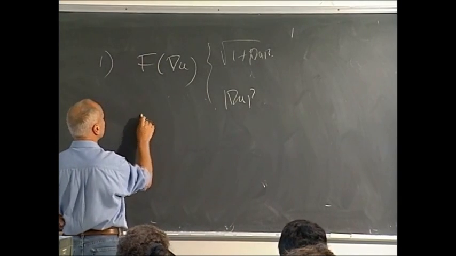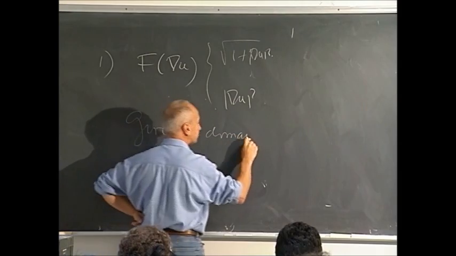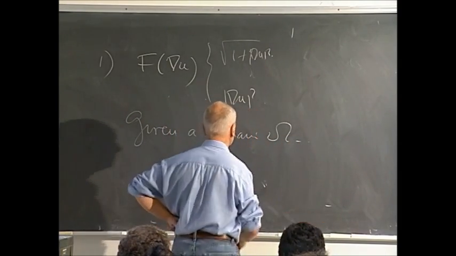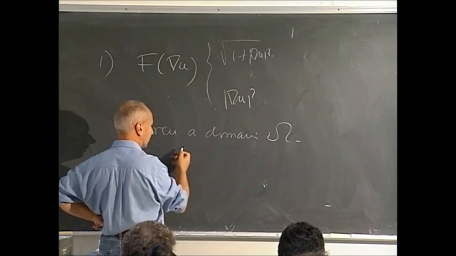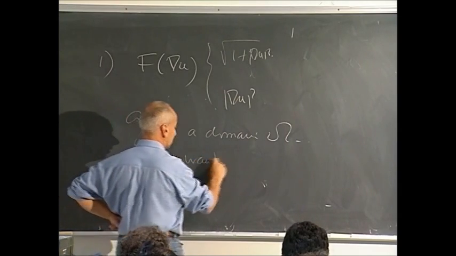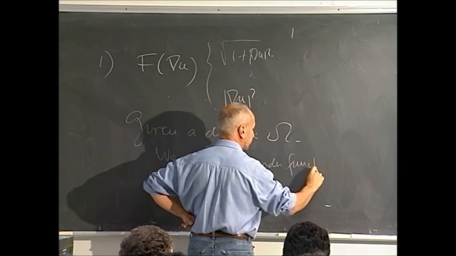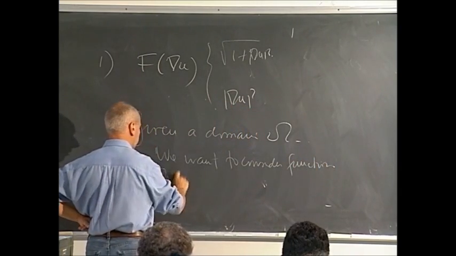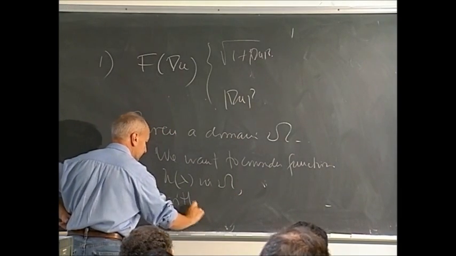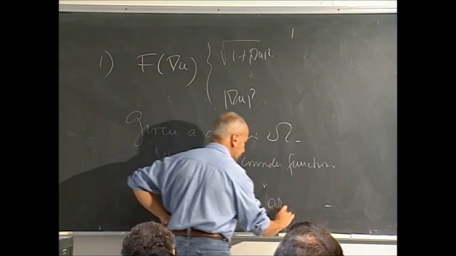So you want to minimize, you want to prescribe. You are given a domain omega. And let's say you are given boundary values. So we want to consider functions u of x in omega with prescribed boundary values.